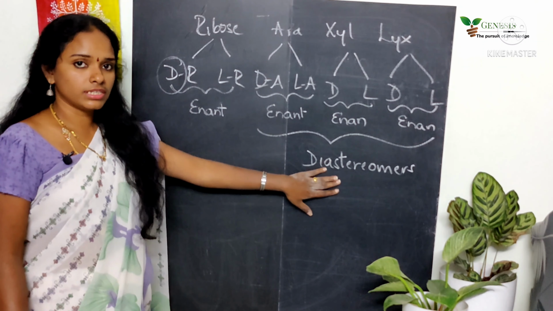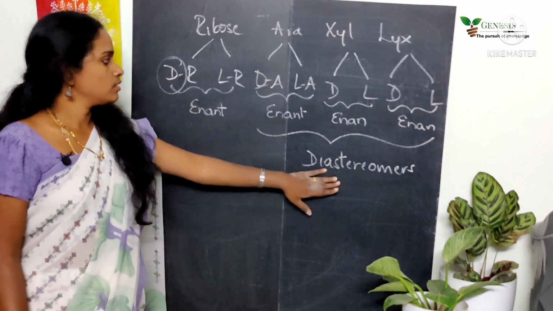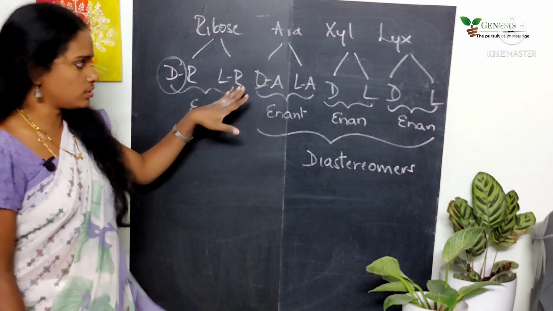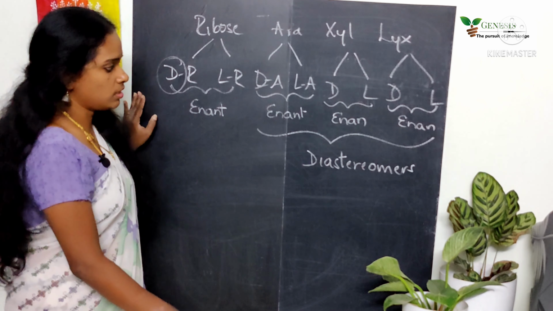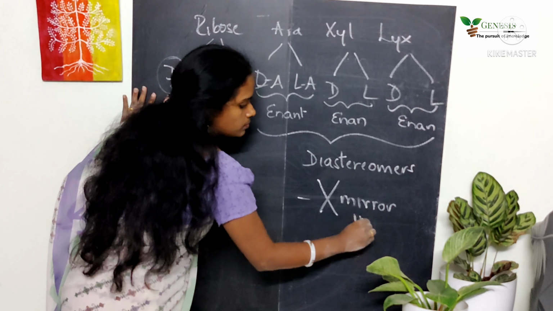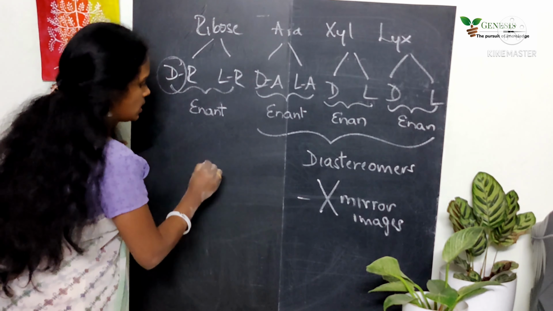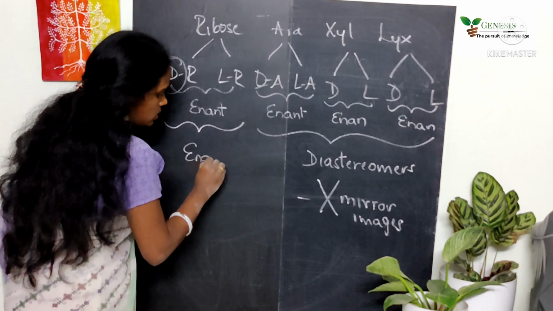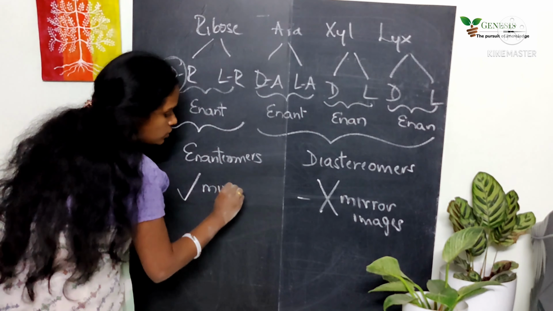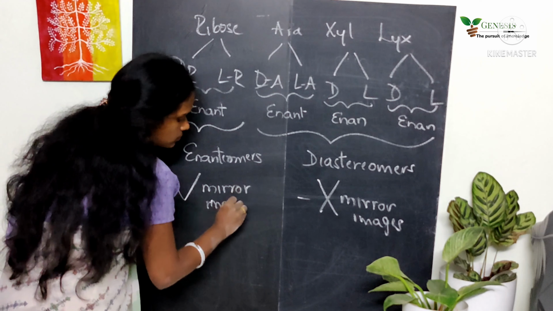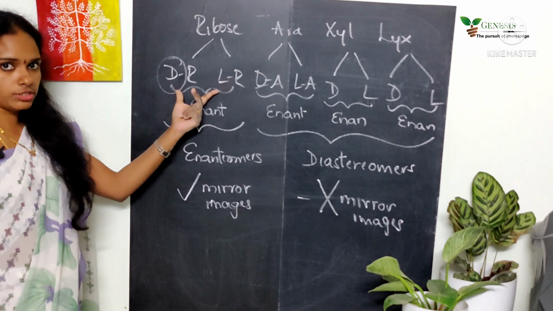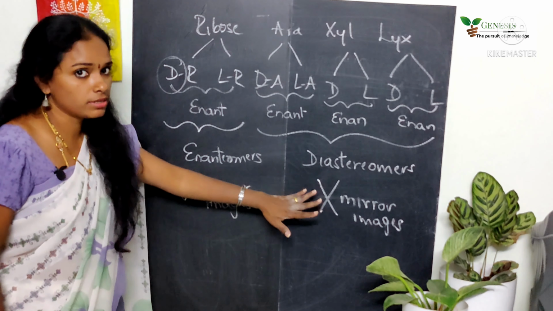Diastereomers. Here we have to understand this clearly, otherwise you may get confused. Why are we saying only for the D form, all these are diastereomers but not L? Diastereomers are not mirror images, right? Enantiomers are mirror images of each other. Enantiomers are mirror images of each other. Diastereomers are not mirror images.